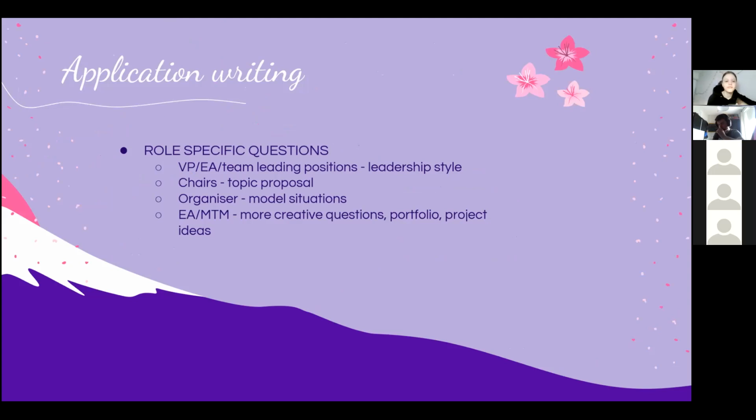For example, for VPs, EAs, any sort of team leading position, you are often asked about your leadership style, for the president or editor or whoever to see how you lead a team and how you are as a leader, and if you fit the vision of what they want to do within that team. Also, for chairs, there might be a topic proposal question. They might ask you to propose a topic that you would like to share during the session. There you can be very creative and bring a topic that you've maybe never seen in an EYP session before, or maybe something you've seen and liked and tailor that a bit. But just go off your own interests.